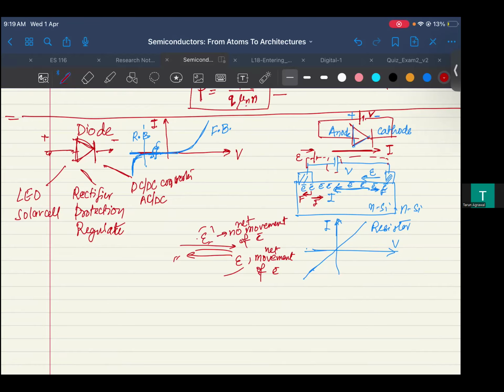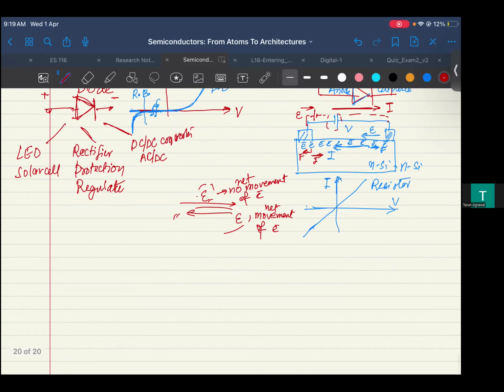Because we know how to make it flow. When we apply the bias, we know that electrons will flow nicely in a semiconductor if you are just doping it either P or N. But now the question is, how do I restrict the movement? That is where the concept of a junction comes from. If I want to restrict, I need some way to create a barrier.